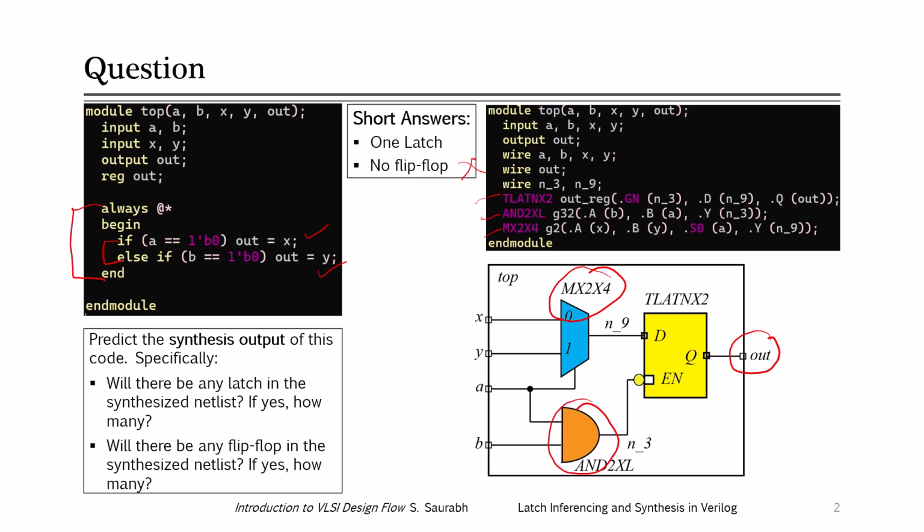Now in this particular case, the synthesis tool used a negative level triggered latch, meaning you see that there is a bubble here. It means that this latch will be transparent when the enable signal receives a value of 0. If the enable signal receives a value of 1, then this latch will hold the old value, right? Now let us understand why the synthesis tool produced this kind of netlist for the given RTL code.